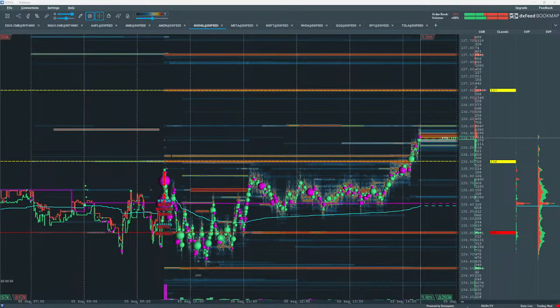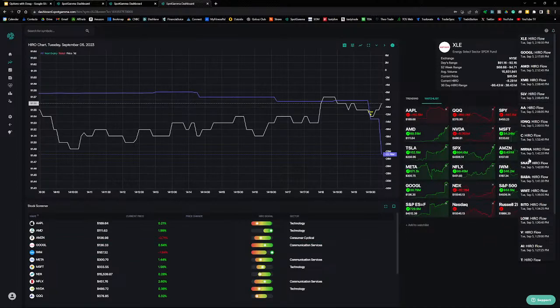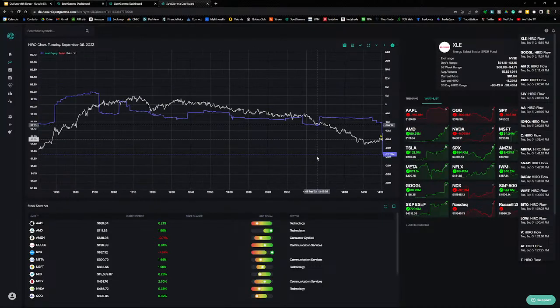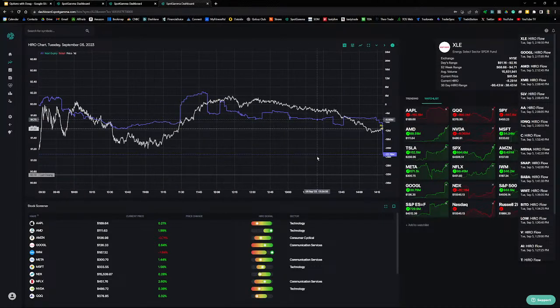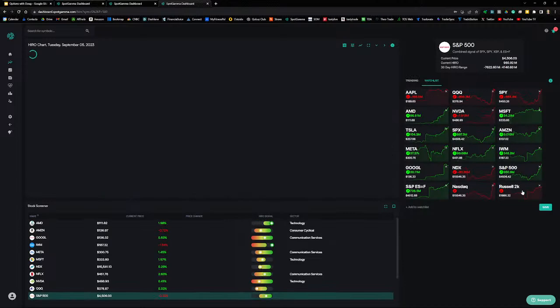Let's go back to Hero. So an alert in XLE. Like a big drop there in XLE. I don't have that in Bookmap. All right, let's take a look. Let's go back to the broad market now.